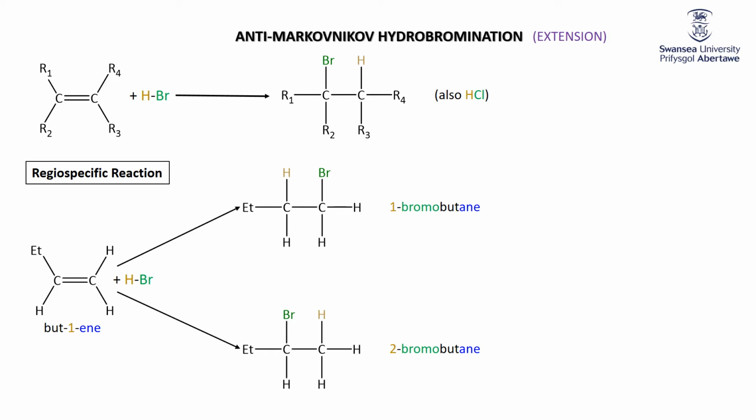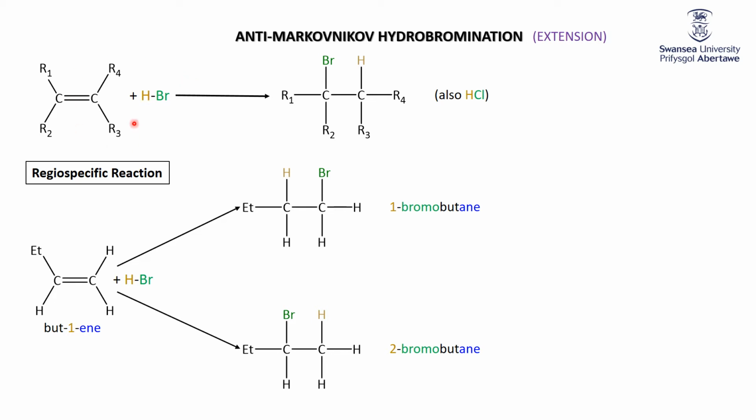Now on the last movie we saw that if we take but-1-ene, so you've got a carbon-carbon double bond, you've got two hydrogens on one carbon, you've got an ethyl on the second carbon, so this carbon, carbon 2, is more substituted. Then what we found in the normal hydrobromination was that we make the molecule that has the bromine on that more substituted carbon. We would make 2-bromobutane, we wouldn't make any 1-bromobutane.